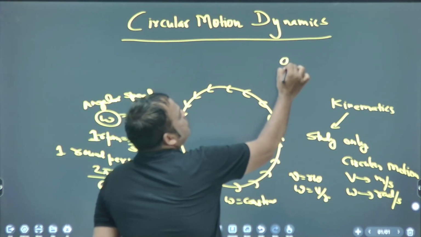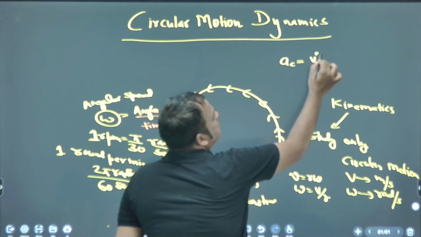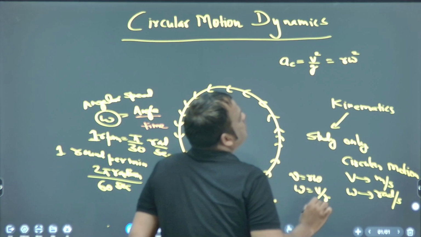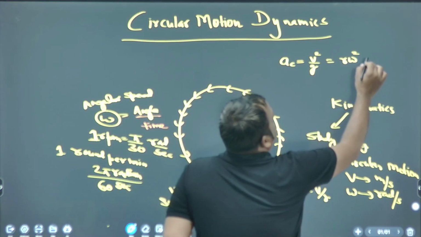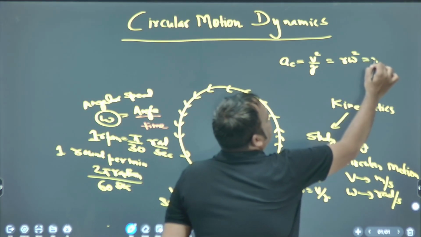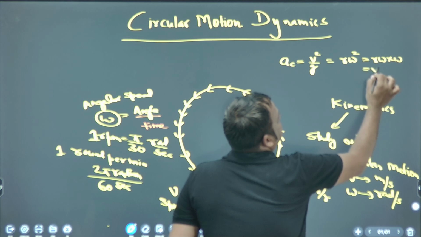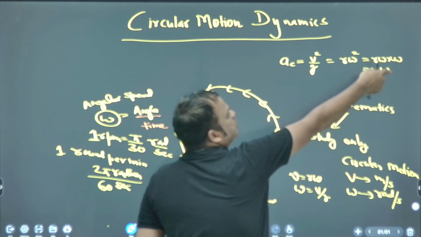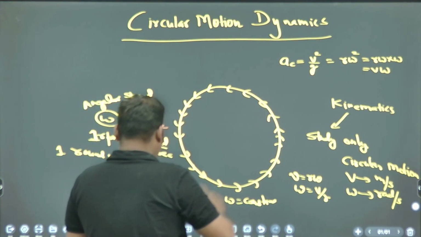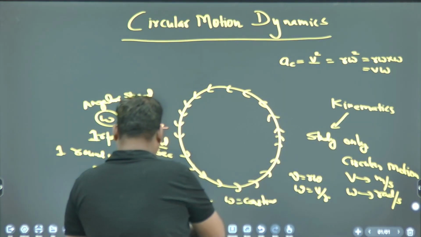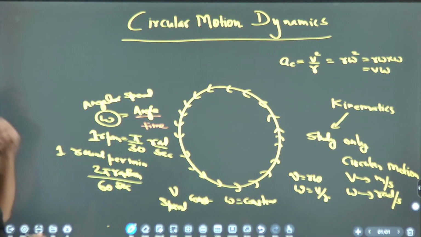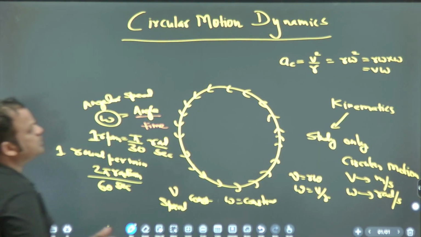Then what is the formula for centripetal acceleration? V square by R. One more formula is there: R omega square. Correct. And R omega is V, so you can write R omega into omega, so you can write V omega also. So V square by R, R omega square and V omega. This is centripetal acceleration.